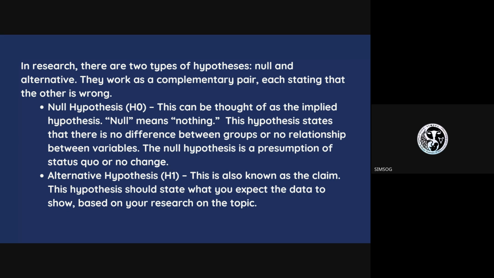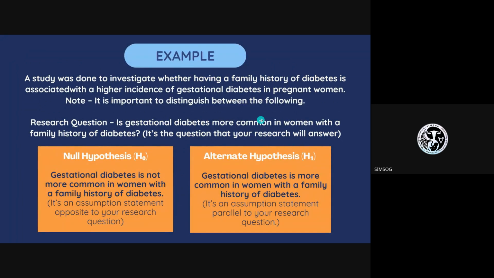Whereas the alternative hypothesis is also known as the claim, or my belief, or my assumption of what I want to prove. It might not be true, but I want to prove that. It is what you expect the data to show based on your research on the topic. So let us take an example. Let's say a study was done to investigate whether family history of diabetes is associated with higher incidence of gestational diabetes mellitus in pregnant women, basically GDM.